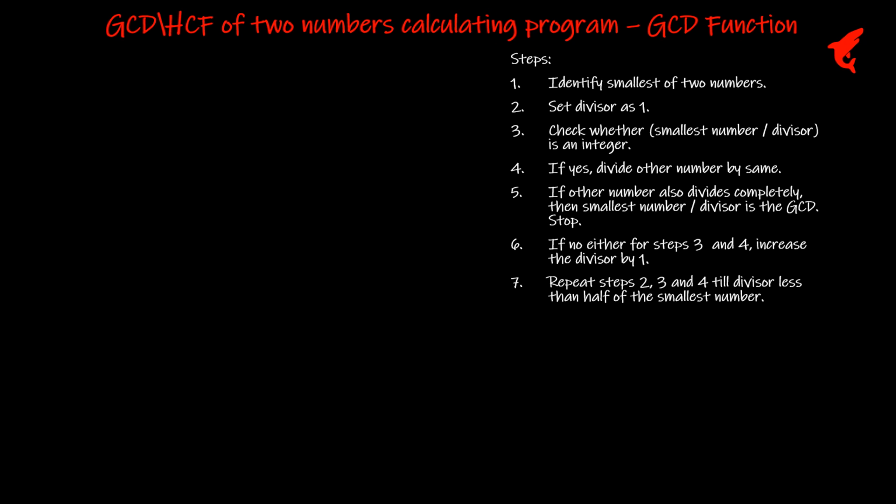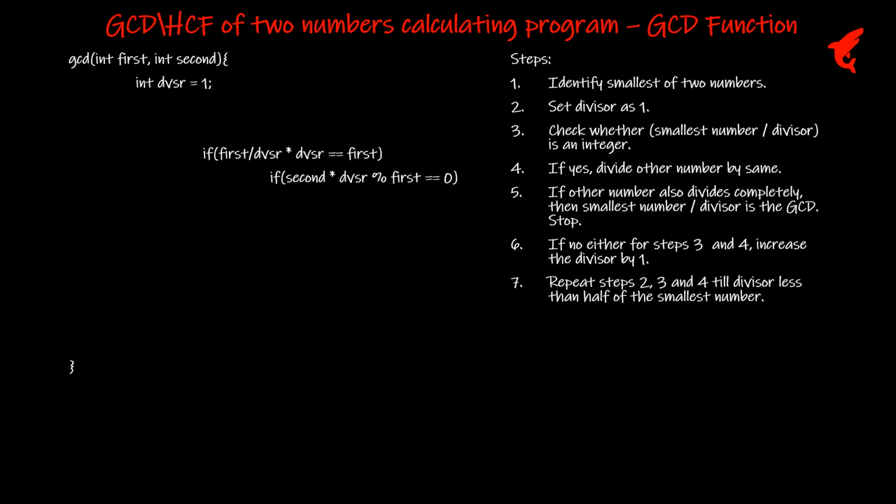Now we will see the code for the GCD function. The function has two parameters, first and second, of type int. Then a variable divisor set to 1. Then the first if condition to check whether first by divisor is an integer. Then the second if condition to check whether the other number is also completely divisible. If yes, we stop any further execution using a break. If either if condition is false, we increment the divisor by 1.